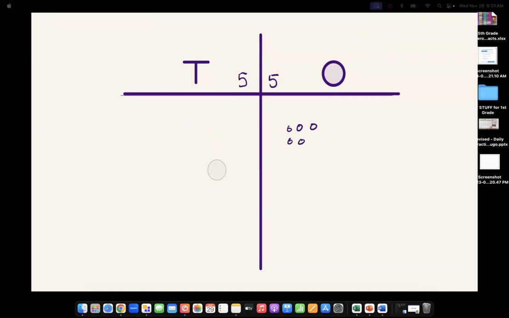Okay, we're going to do one more and then we're going to go on to our lesson for today, which is we're going to compare some numbers. Our next number is going to be 26.